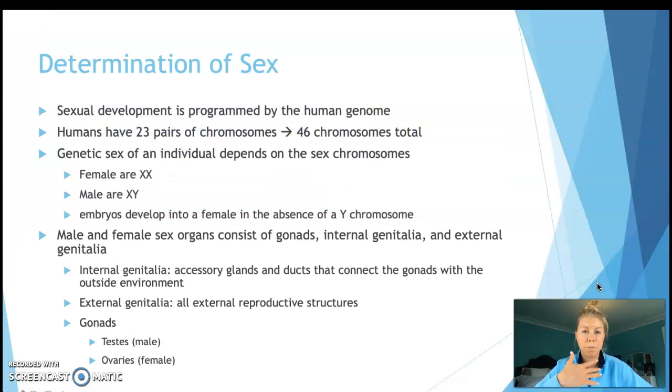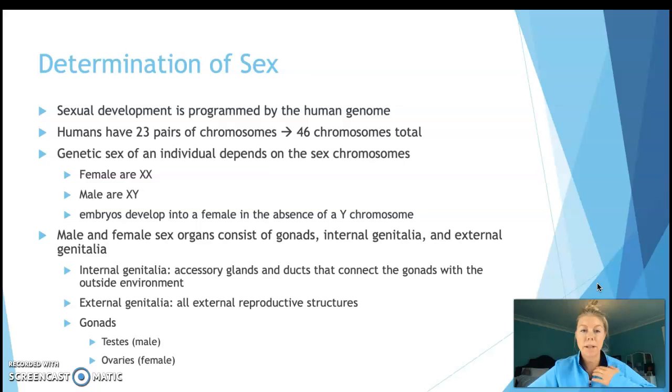So first I want to just briefly talk about the determination of sex. Sexual development is programmed by the human genome. Humans have 23 pairs of chromosomes, which result in 46 total chromosomes. The genetic sex of an individual depends on the sex chromosomes. In females, their sex chromosomes are both X's, one X from the mom and one X from the dad. Males are XY, the Y coming from their father.